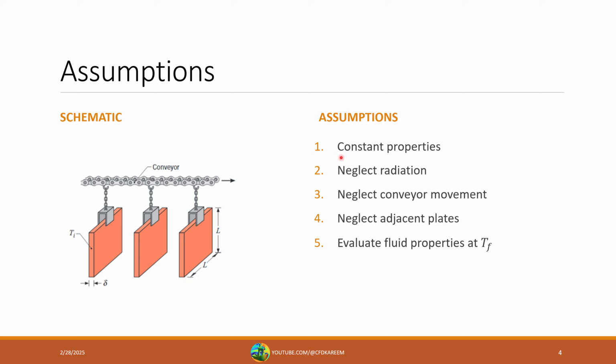To do that, we're going to assume that it's going to be constant properties. So the properties of the air and the plate are not going to change over time as the temperature changes. We're going to neglect radiation for the first problem. We're going to neglect the conveyor movement. So in this case, the conveyor is not moving, so there's no additional cooling from that. We're also going to neglect the adjacent plates. So we're going to take these as isolated flat vertical plates instead of two parallel plates. And we're also going to evaluate all the fluid properties for the air as well as the material at the film temperature, or T_f.